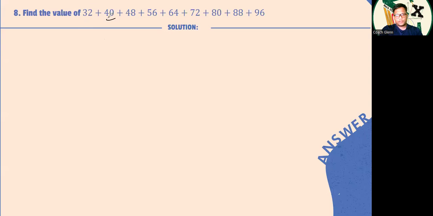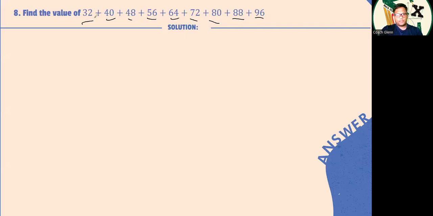32 plus 8 is 40. 40 plus 8 is 48. 48 plus 8 is 56. 56 plus 8 is 64. 64 plus 8 is 72. 72 plus 8 is 80. 80 plus 8 is 88. And 88 plus 8 is 96.